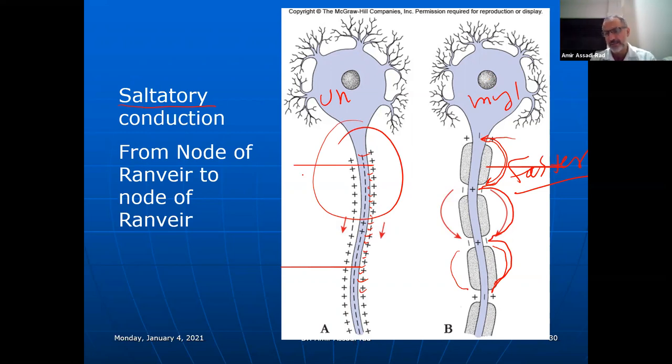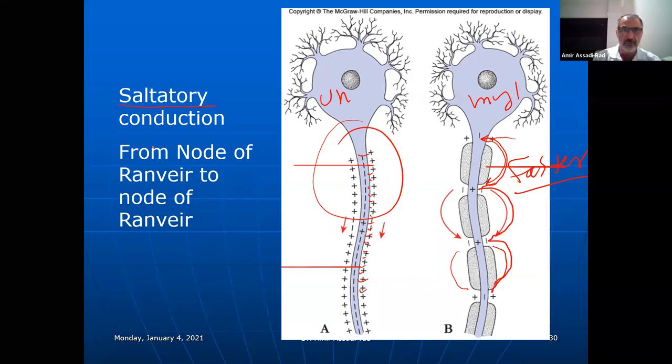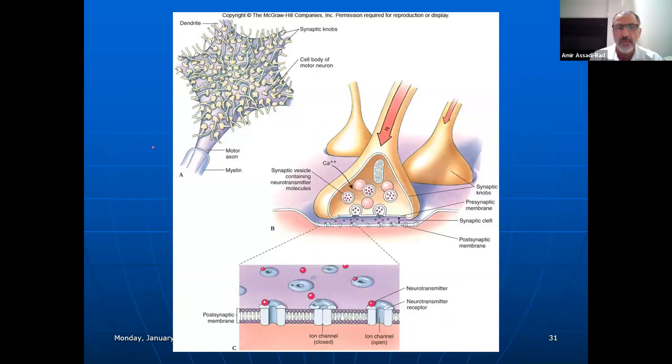They're not myelinated. Okay, so saltatory conduction: the action potential jumps from node of Ranvier to node of Ranvier. So the question is, Amir, so what? The inside of the neuron becomes positively charged, then the sodium goes out, and it goes back to normal. What happens? So what is the big deal?